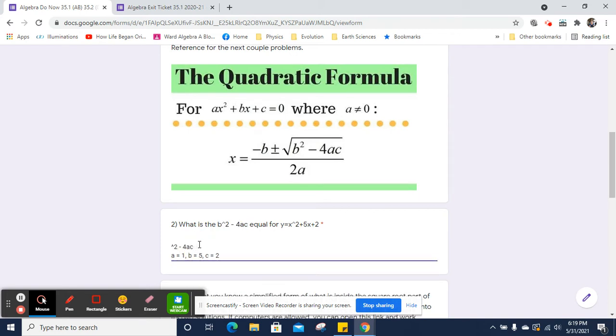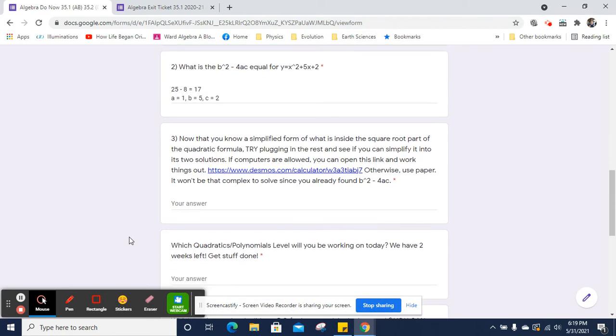So B was 5, so 5 squared. And then A is 1, and C is 2. Okay, so let's simplify that. 5 squared is 25. And 4 times 1 is just 4. So I'm just worrying about 4 times 2. That's 8. And 25 minus 8 is going to equal 17. Okay, now we've got what this part of the quadratic formula equals, which will simplify our work later.